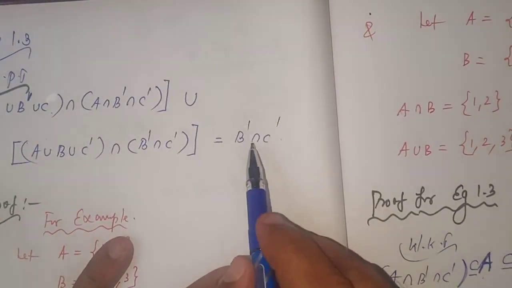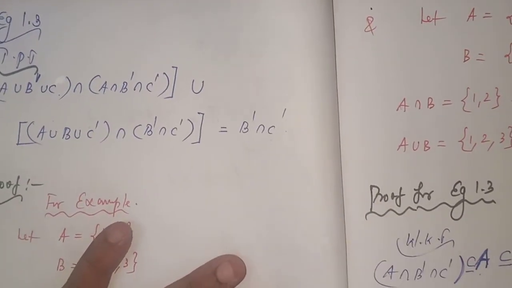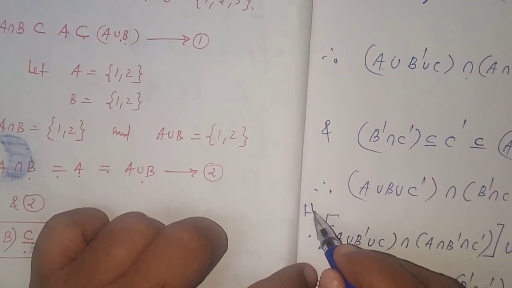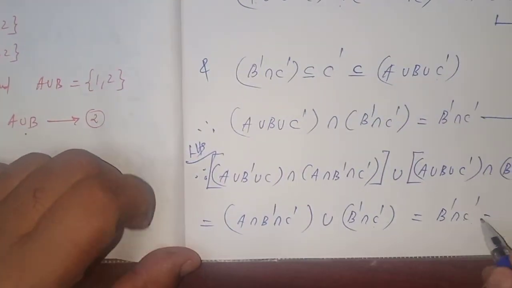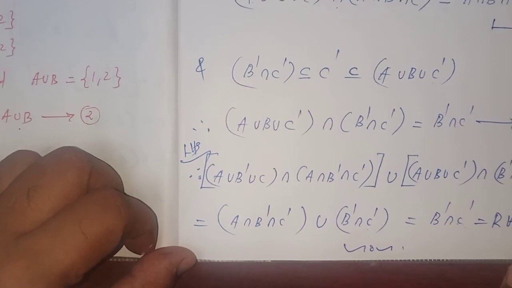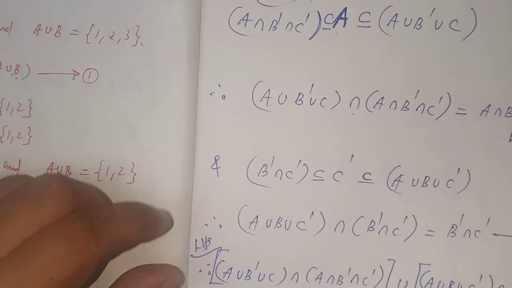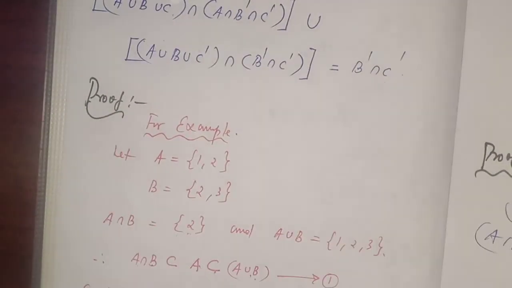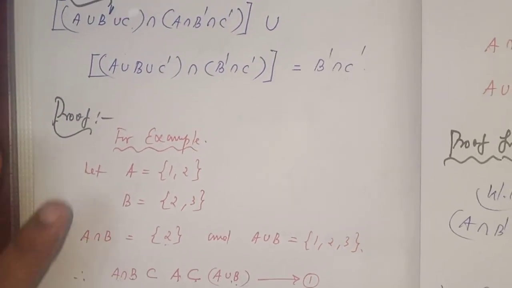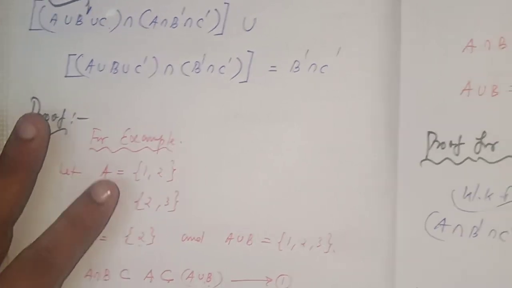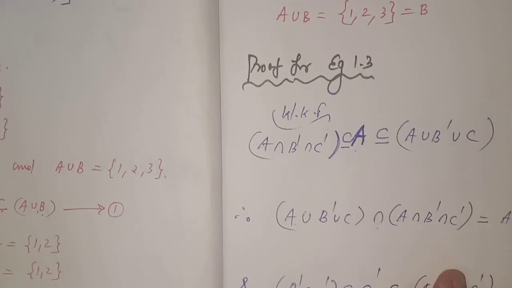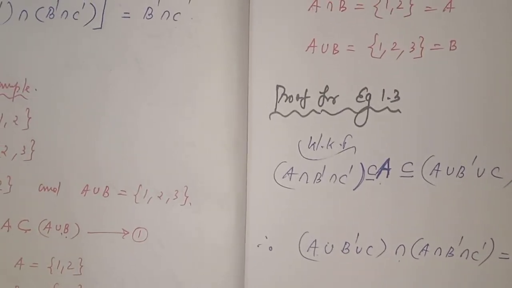Look at the result. We have proved B dash intersection C dash. So I have taken the LHS here, and I have proved that it equals the RHS. So example 1.3 is completed. Before proving this problem, please refer to this example and this example also. Then only can you understand this proof. So example 1.3 is over.